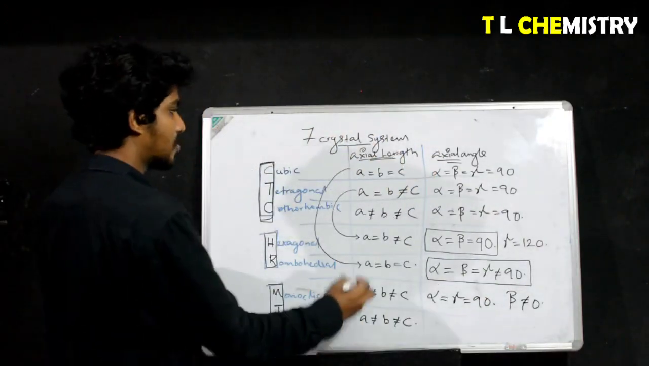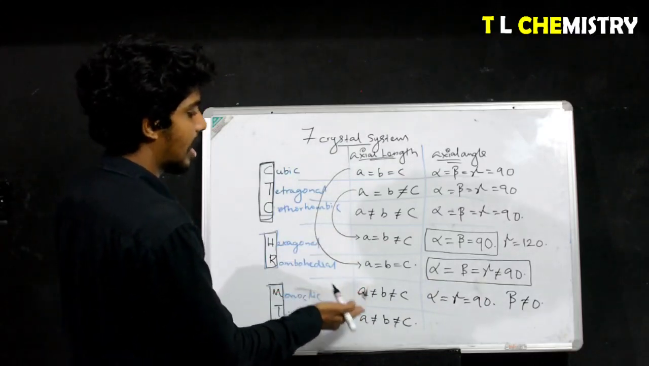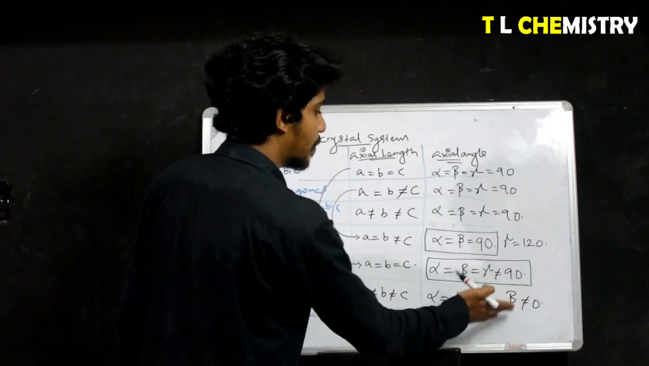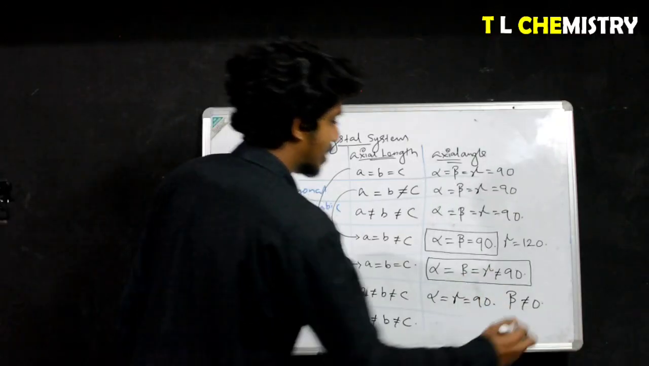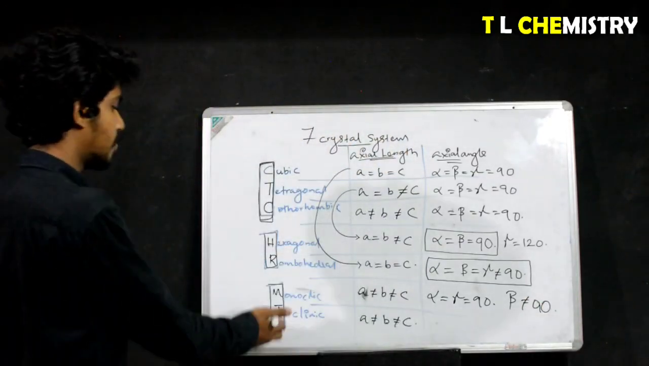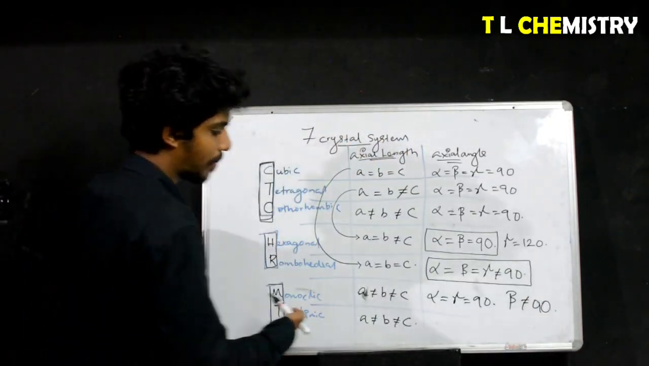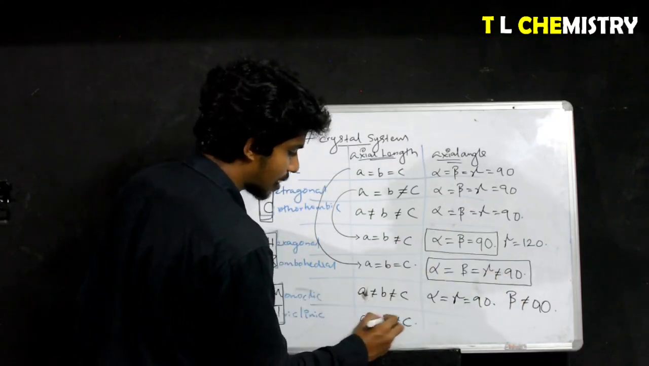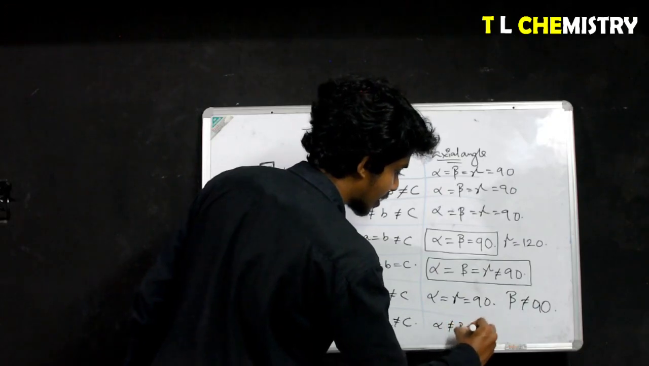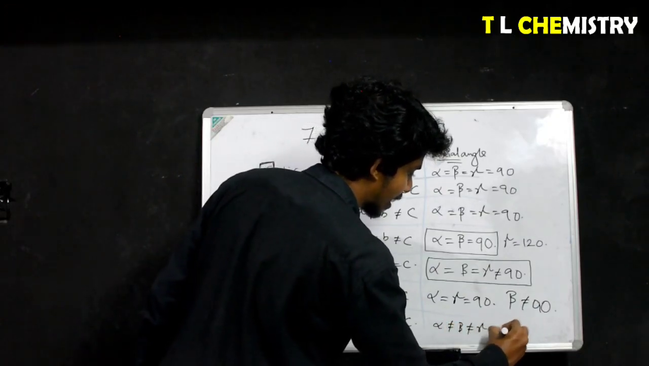Clear? In case of monoclinic system, the axial angles alpha is equal to gamma is equal to 90, but beta not equal to 90. Then we move to the triclinic system. All the parameters are not equal: a not equal to b not equal to c, alpha not equal to beta not equal to gamma not equal to 90.